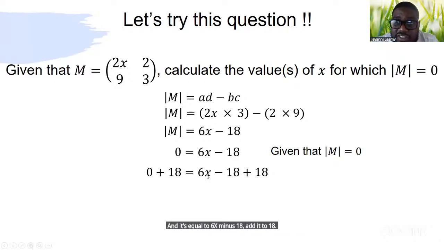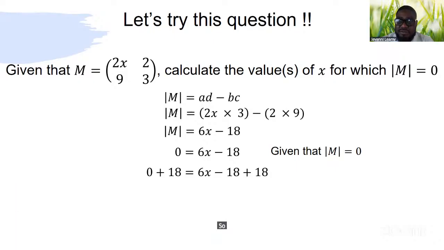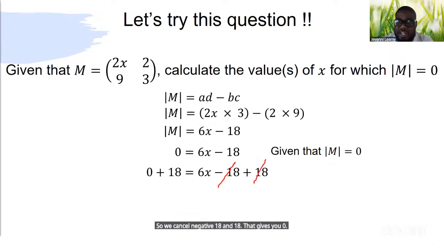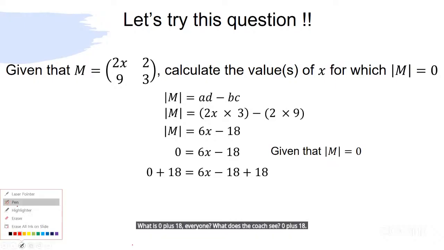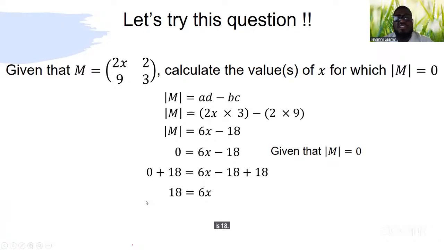Now what does that give us? What should I have now? Now this is when you actually say cancel. We generally misuse the words cancel and simplify. So we cancel negative 18 and 18. That gives you 0. All right? So on the right side, we just have 6x. What is 0 plus 18, everyone? 0 plus 18 is 18. All right? And it's equal to 6x.